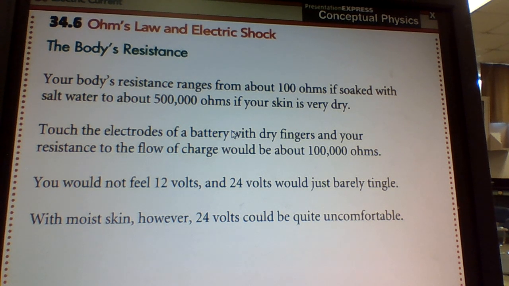So if you touch the electrodes of a battery with dry fingers and you're relatively clean, you have a high resistance, you're not going to get much of a shock. But if you are hot and sweaty working on your car and you touch across your battery, then you might get a pretty unpleasant jolt. Probably won't kill you, but it would definitely make you feel uncomfortable.